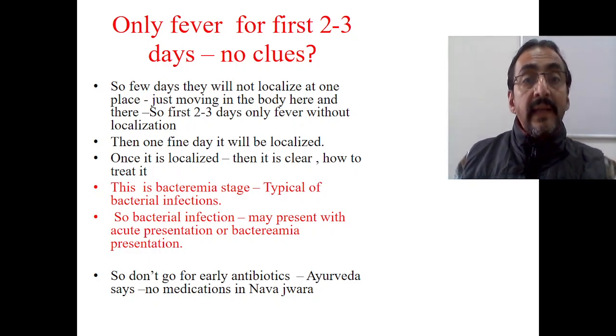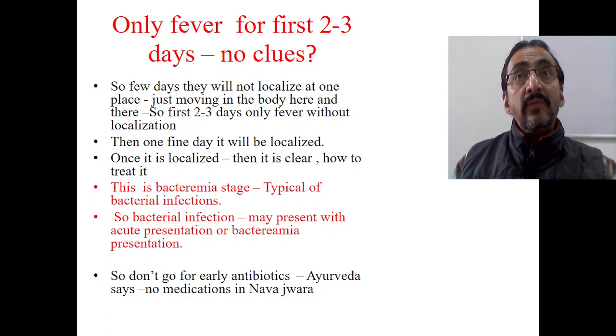Then one fine day they get localized. Once it is localized, then it is very clear how to treat it. So far there is only fever, but after the 4th day, one fine day you start with vomiting. That suggests that now the infection has localized to the intestinal area or stomach area. Okay, for the first 3 to 4 days there is only fever, but on the 5th day the patient also starts with burning micturition. Now it is very clear that the localization has taken place in the urinary tract.